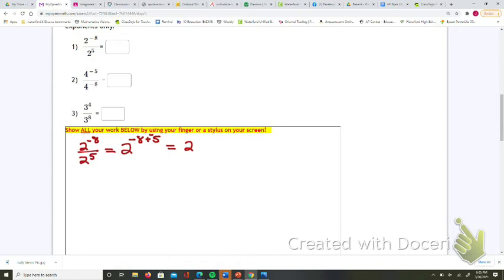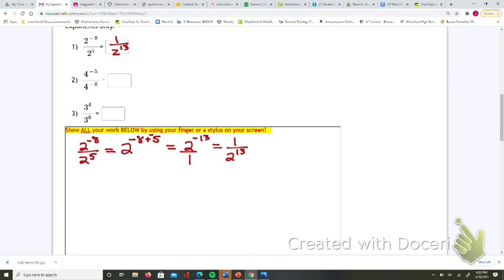If I have 8 negatives and then 5 more negatives, I add them and I have 13 negatives. So, I've got a negative exponent. So I have to put a 1 on the bottom and then I have to reciprocal. So 1 over 2 to the 13th. Okay, number 2.